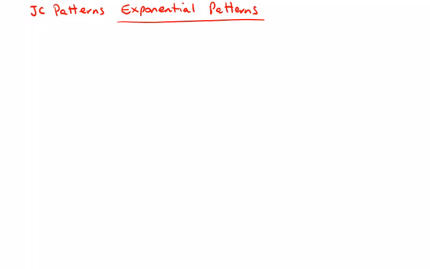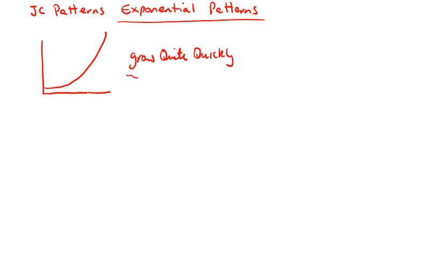The last type of patterns on the junior cert course are exponential patterns. Now you may have seen these a lot in the news in 2020. They look something like this. They grow quite quickly. The coronavirus is exponential in growth.